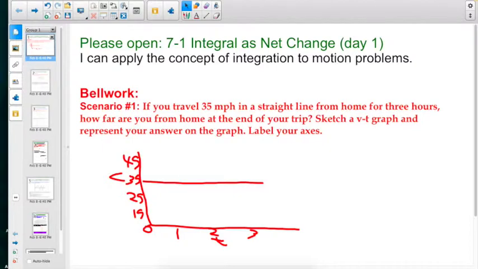Right. 105 miles. Right? How'd you get that? Okay. So Ryan's saying he multiplied 3 times 35. So what did Ryan do? Let's get really calculus-y about this, so to speak. Awesome, Tyler. The area under the curve.